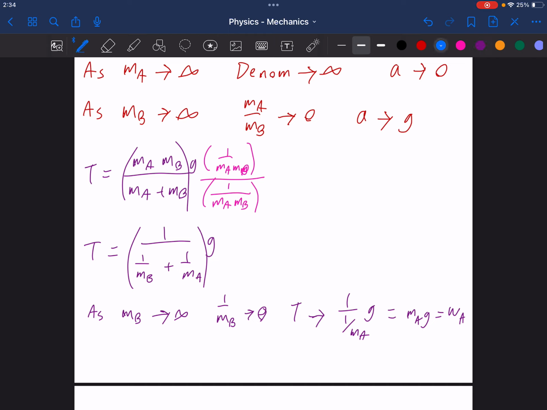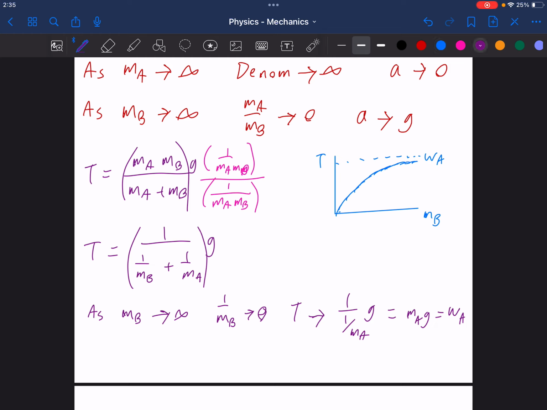Okay, so let me draw that. I have tension as a function of the mass of B, holding the mass of A constant, and you'll find that the tension tends to go up and up in a nonlinear way such that it asymptotes towards the weight of A. Okay, so that's interesting. So the tension in the rope will be 0 if the mass of B is 0, if the hanging mass is 0. But as the hanging mass gets bigger and bigger, the tension goes up, but it's not going to keep going up. It goes up to the weight of A.